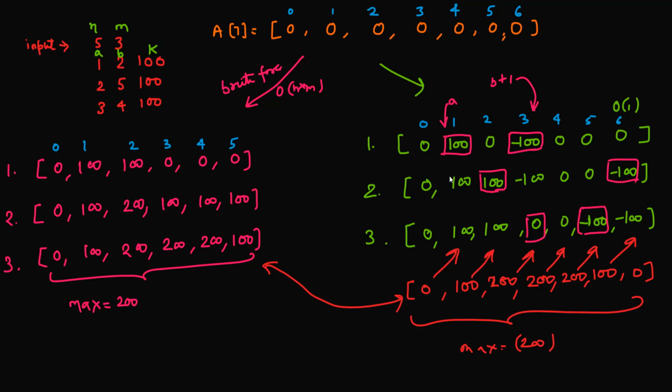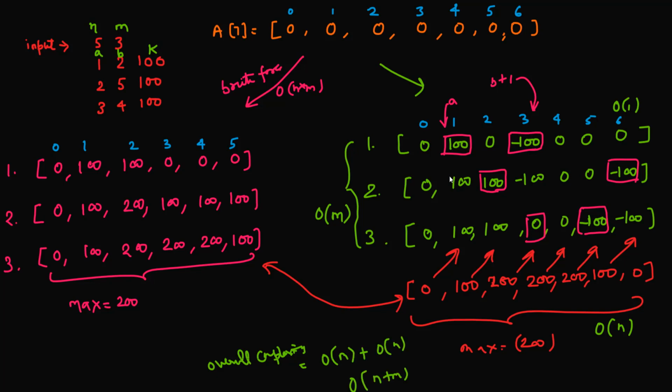So for each query, we are taking O(1) time. Now we have M queries, so how much time will it take? It will take O(M) time to perform M queries, right? And to get the maximum out of this array, it requires O(N) time. So the overall complexity of this solution is O(N + M), which is a huge improvement from O(N times M).